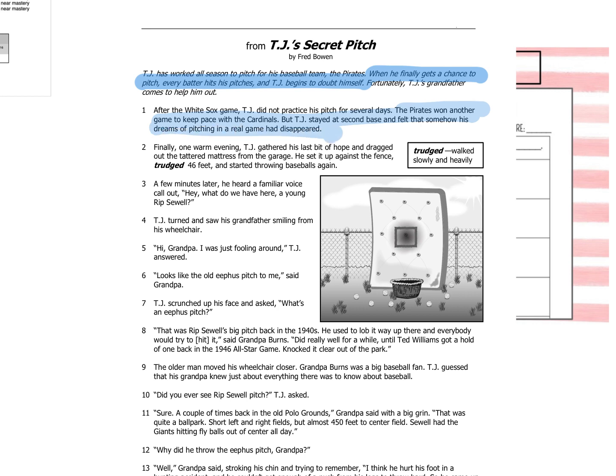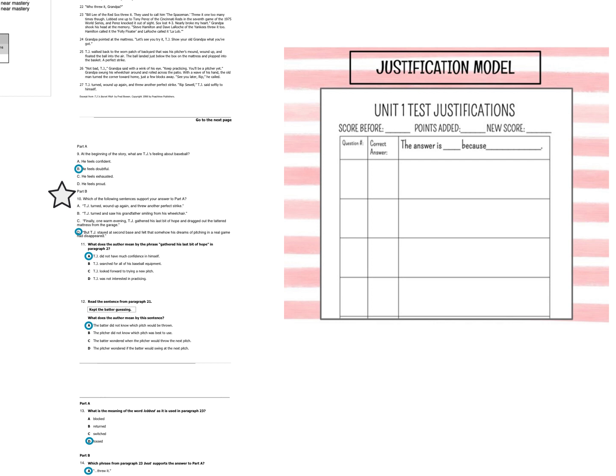So now I need to use this to explain what makes that the best answer for the question I'm trying to justify. Now on my graphic organizer, when I justify, I'm going to write the question number from the test. Looking back, this was question number 9. So I'm going to write question number 9. According to my answers on my test, I see that it says here, the best answer is B, he feels doubtful. So I'm going to write that on my graphic organizer here, B.